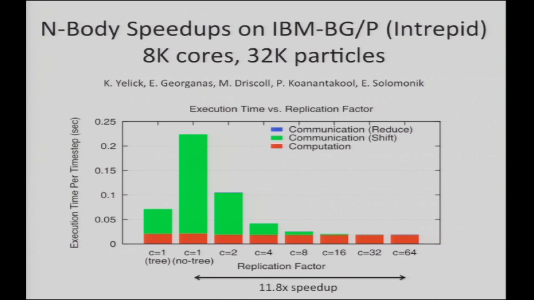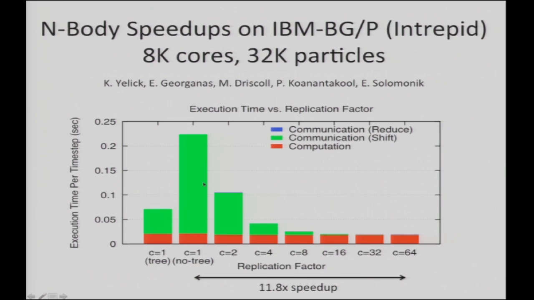So here is 1 copy of the data. The vertical axis is the execution time, so down is good. The horizontal axis is how many copies of the data I use. C equals 1 is 1 copy, out to 64 copies. Green is communication, red is computation. And by the time I have 64 copies, I'm getting perfect speedup, even though there's still only 4 particles per core. And so you can see this is a good idea there too. We got like an 11.8x speedup.